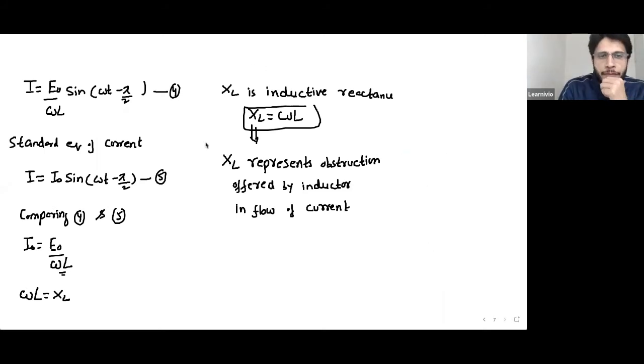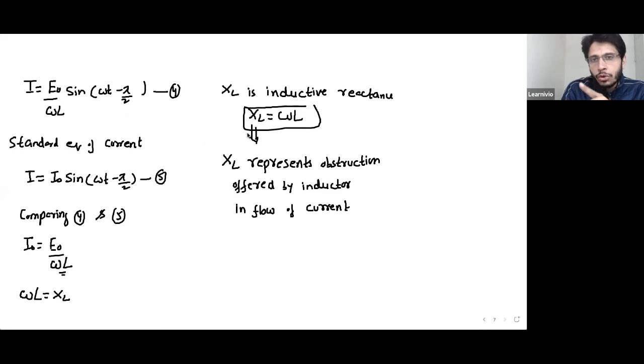Yes. In a circuit having a resistor, resistance shows basically the obstruction offered by the resistor in the flow of current. But in a circuit having an inductor, this inductive reactance basically shows the obstruction offered by the inductor in the flow of current. Both are showing obstruction, but the mechanisms are totally different.